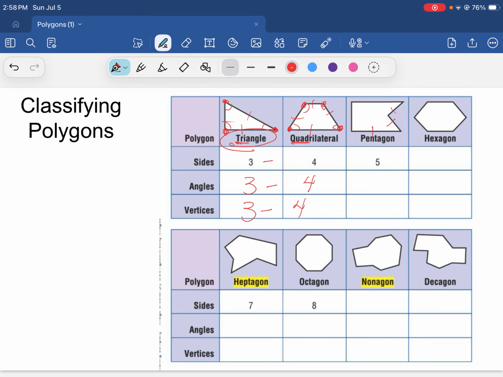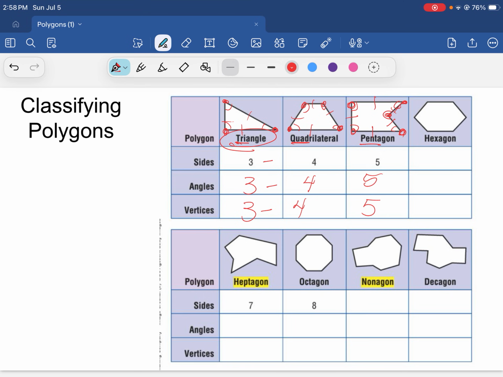The next shape is a pentagon. It has five sides, 1, 2, 3, 4, 5 angles, and 5 vertices. We call this a pentagon. Penta meaning 5.